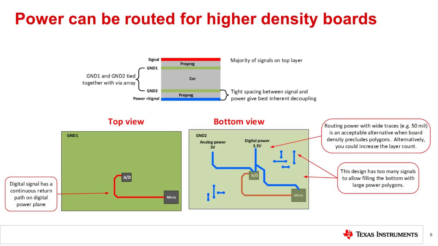The example from the last slide can be modified so that power is routed as thick traces rather than planes. If the transient currents on the power rails are not significant, routing power is a reasonable approach. The advantage of this approach over the large power planes is that more space is available for signal routing on the bottom layer.